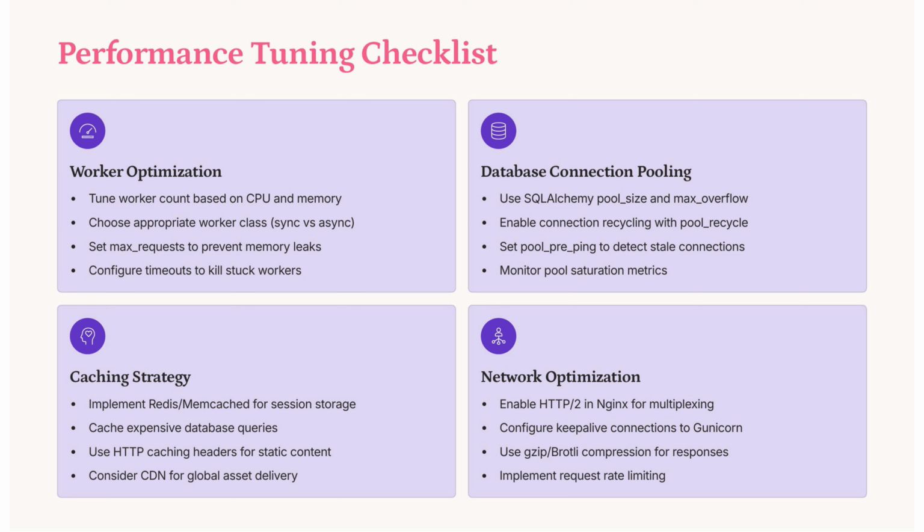Optimize worker count based on CPU and memory, selecting sync or async classes. Set max_requests to prevent memory leaks and configure timeouts for stuck workers. Use SQLAlchemy's pool_size and max_overflow, enable pool_recycle, and set pool_pre_ping. Implement Redis or Memcached for session storage, cache queries, and use HTTP caching headers. Enable HTTP/2, keep-alive connections, and compression.